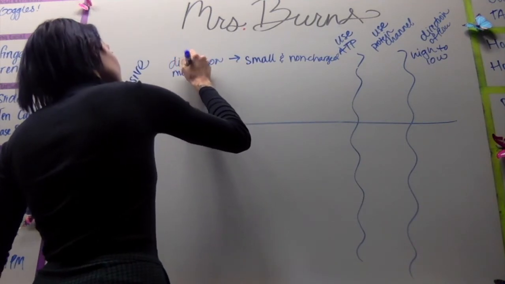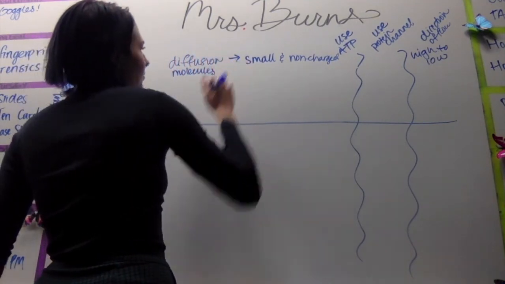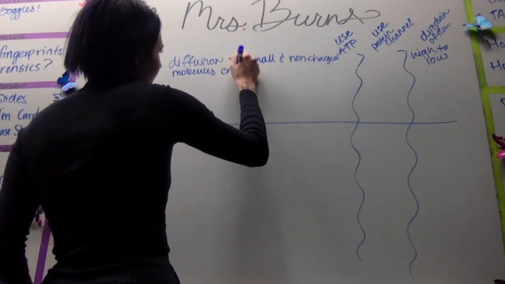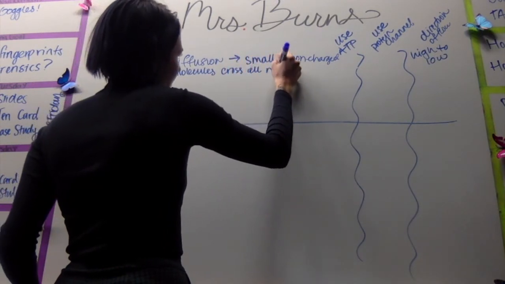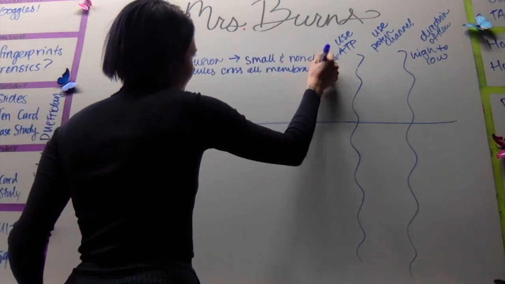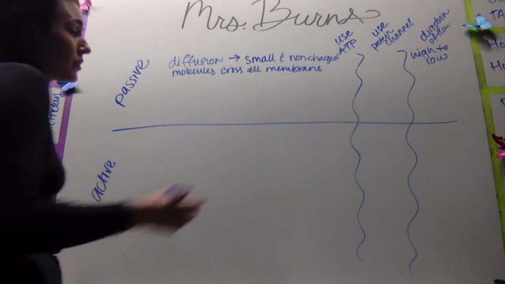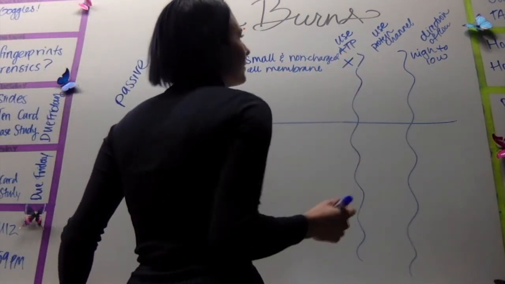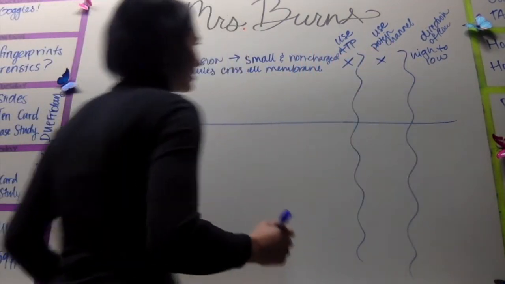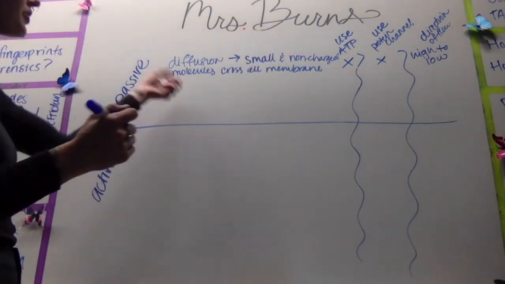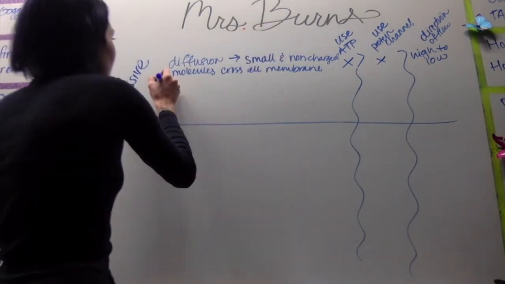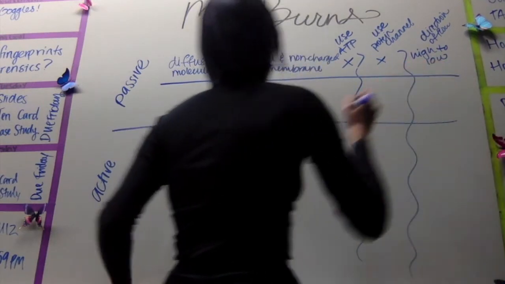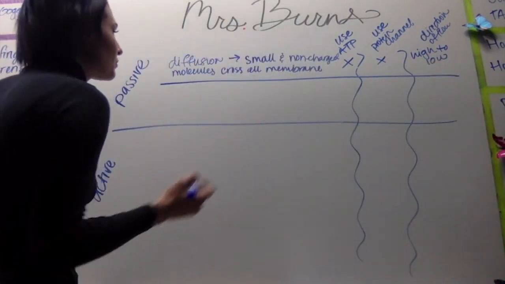Molecules can use simple diffusion to cross the cell membrane. So they don't have to use ATP, and they don't have to use a protein channel because they're small and they're non-charged and they're just doing simple diffusion. So what happens if we have a larger or charged molecule?